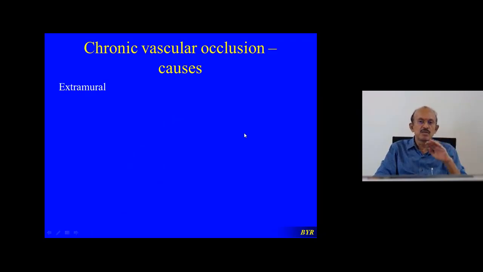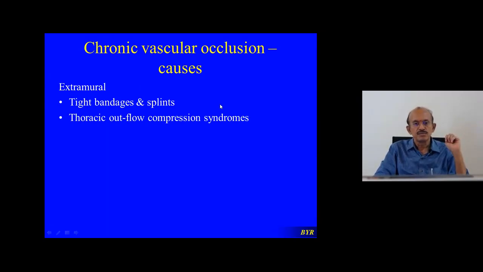Then extramural causes, that means outside the vessel, something can cause compression. Examples are tight bandages and splints, and thoracic outflow compression syndrome. What is thoracic outflow compression syndrome? The structures that come out of the thorax, like the subclavian artery, will be occluded. Along with it, the nerves may also be compressed. That is called thoracic inlet syndrome or thoracic outflow compression syndrome. Then compartment syndromes.